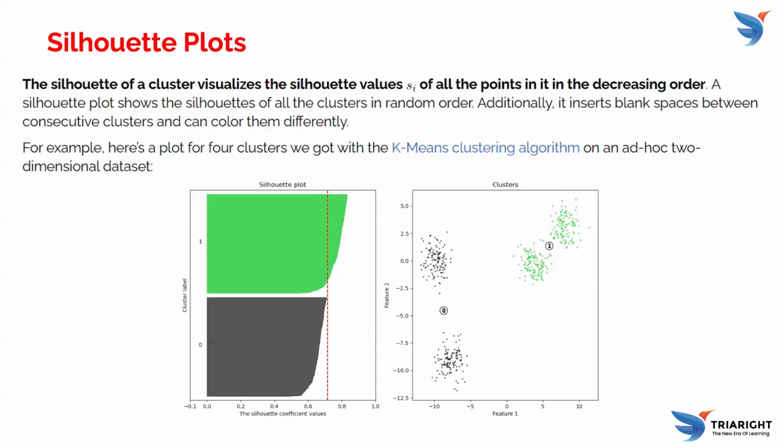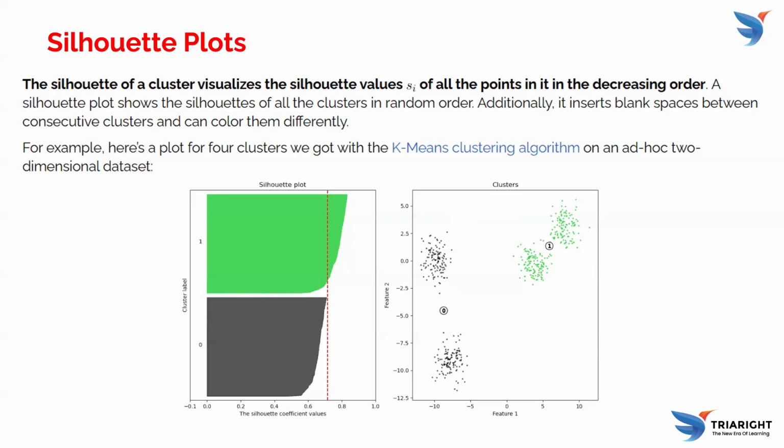Here the example shows a k-means clustering algorithm applied to a two-dimensional data set, resulting in four clusters. The left plot shows the silhouette plot and the right plot shows the clusters themselves. You can see the different silhouette values in the left plot, and the corresponding clusters on the right.